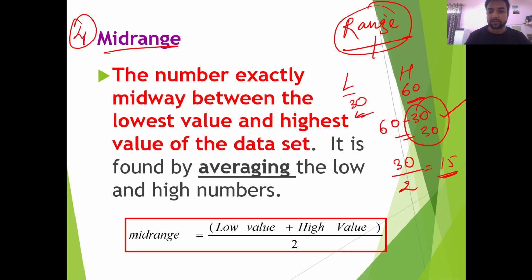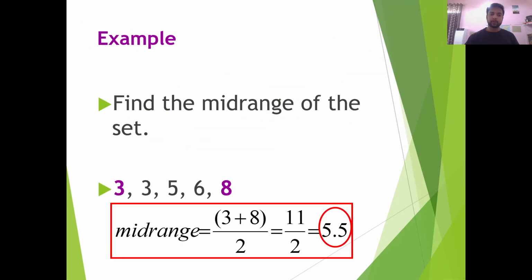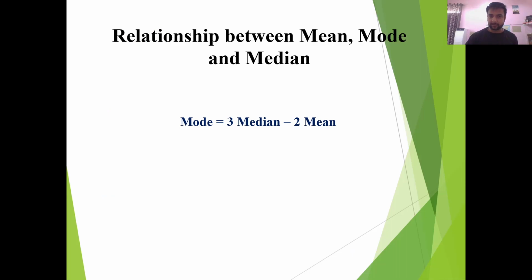Okay, so you have to sum up both the values, the lowest value and the highest value, and then divide that by 2. That's how we are going to find out the mid-range. So I guess this is done up to now.